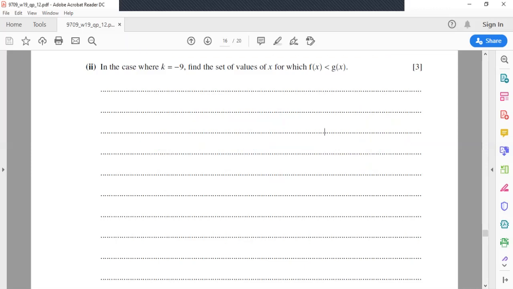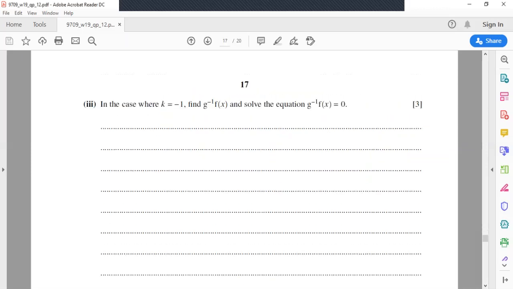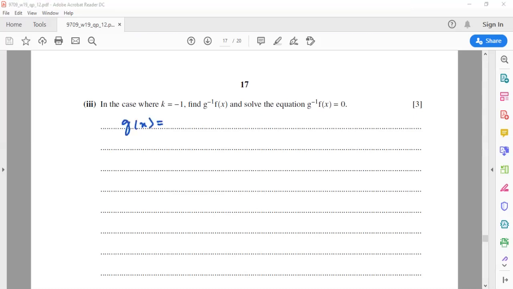Now let's go for the next part. It says, where k equals minus 1, find g inverse f of x. So let's find g inverse first. Since we know g of x is equal to 2x minus k, it becomes 2x plus 1. For finding g inverse of x, y equals 2x plus 1, so x is equal to y minus 1 divided by 2. So g inverse of x is equal to x minus 1 divided by 2.